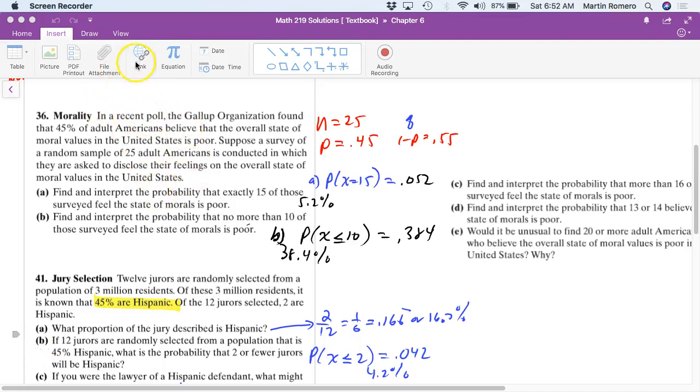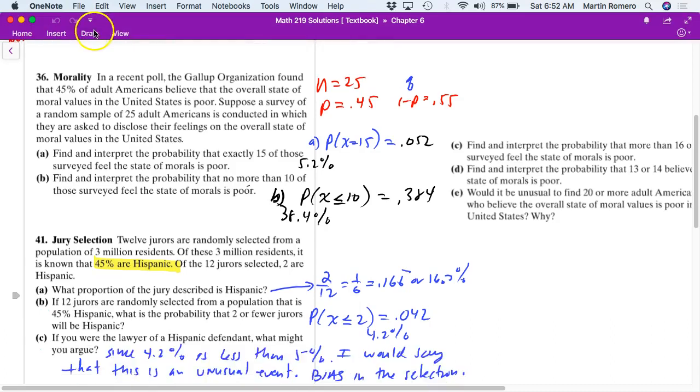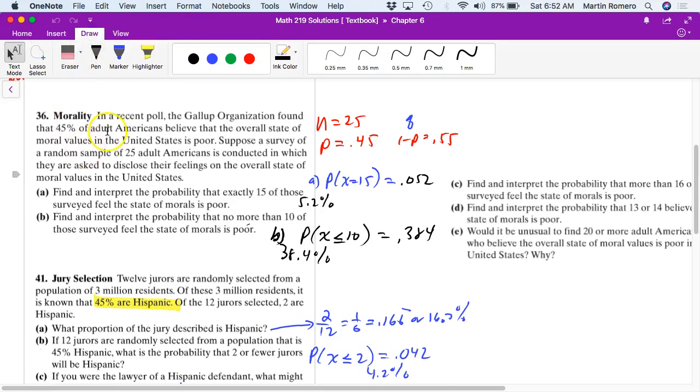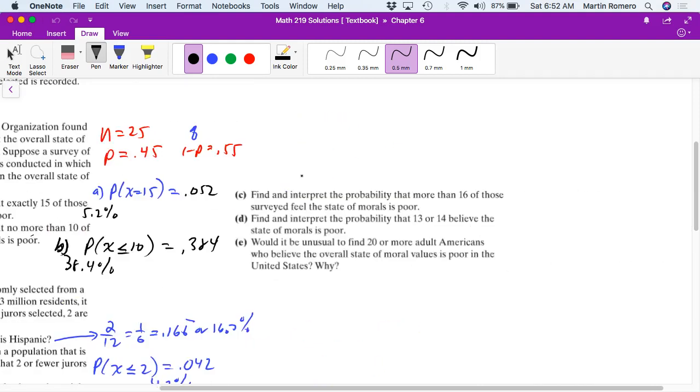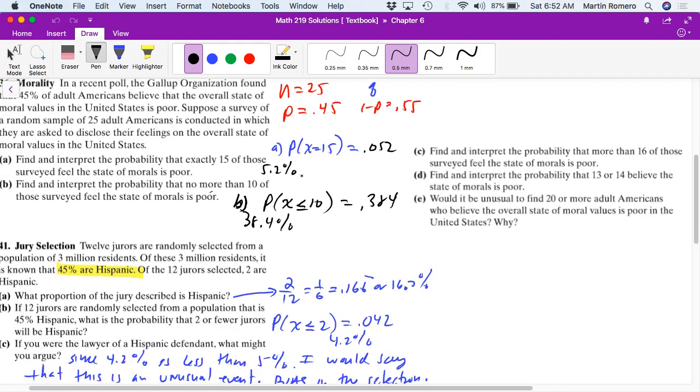So it looks like I forgot to do problem 36, C, D, and E from the homework from chapter 6.2. So we're going to go ahead and finish that real quick. This problem is related to the percent of people, 45% of adult Americans believe the overall state of the moral values of the United States is poor. And so we answered A and B already, using the binomial calculator in StatCrunch. And so now we want to answer C, D, and E.